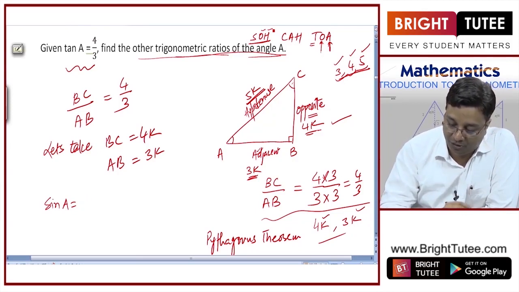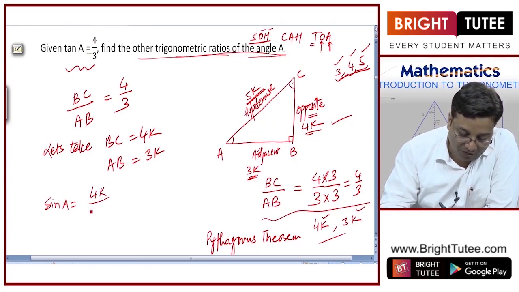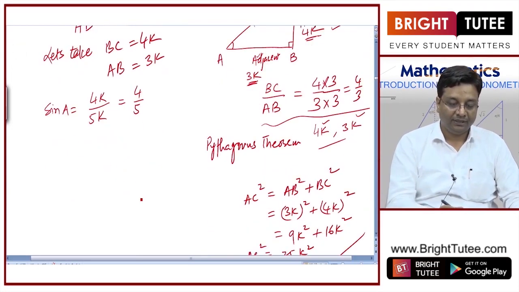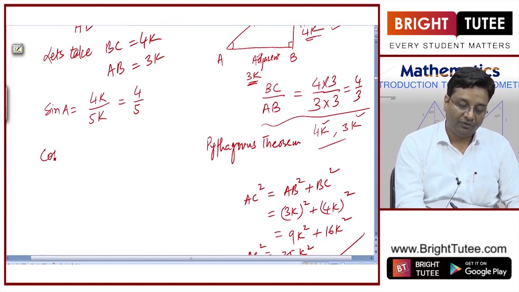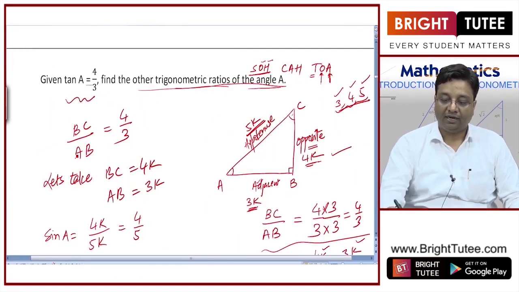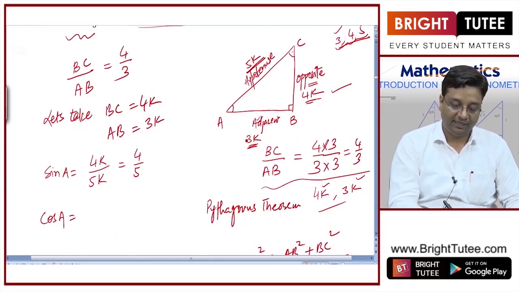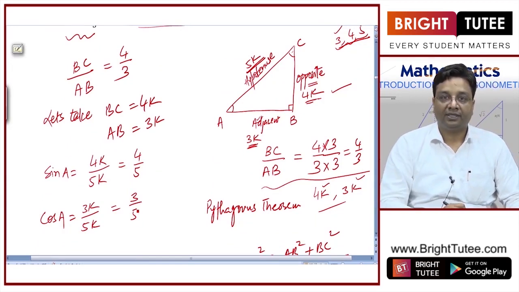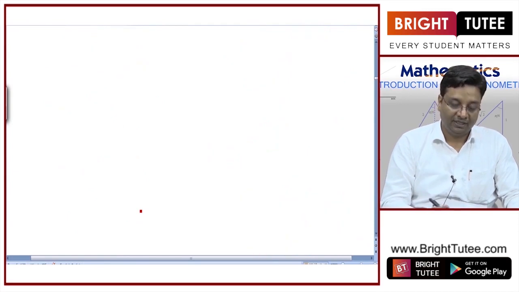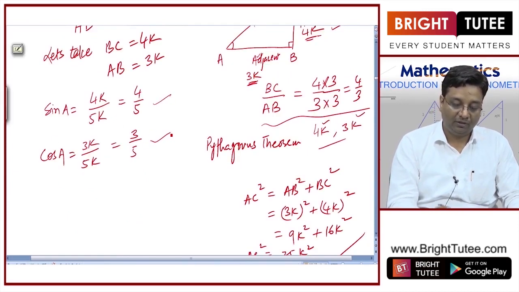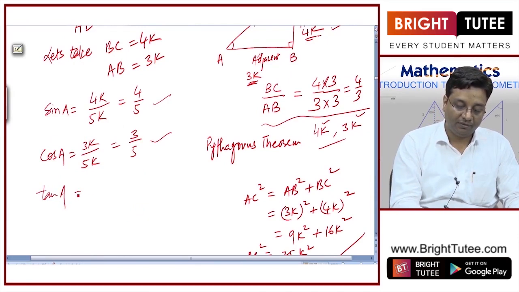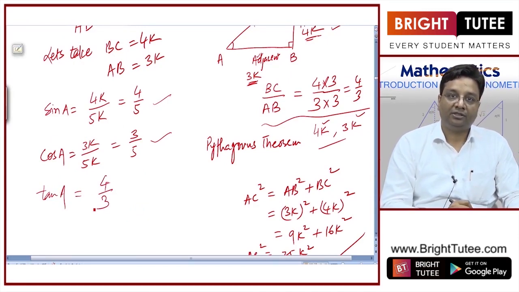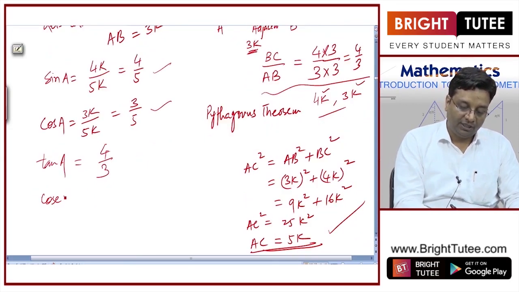So, what is sine of A? Sine is opposite by hypotenuse. What is opposite? 4k. What is hypotenuse? 5k. So, what is sine of A? 4 by 5, right? So, what is cos of A? Cos is adjacent upon hypotenuse. Adjacent is 3k and hypotenuse is 5k, so it will be 3 by 5, right? And it is sufficient to calculate these three. Sine is calculated, cos is calculated, tan is already given. Tan of A was what? 4 by 3, right? So the rest of the ratios we can write like this: cosecant, cot, secant.